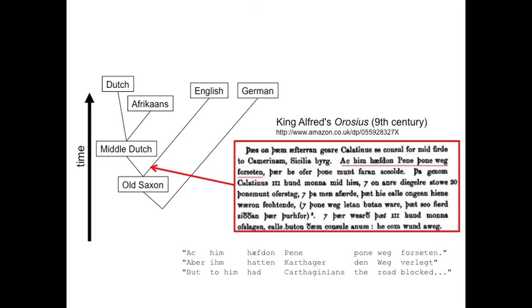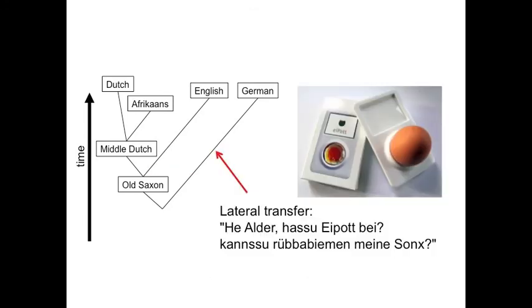Whereas the modern English, if you translate that word for word, but to him had Carthaginians the road blocked, you kind of know what it means, but it sounds off. No one would ever say something like that. So this is a fossil consistent with this branching pattern here that puts English, as it has evolved in situ in the British Isles, as a Germanic language. What I've not told you about is the lateral transfer that happens rampantly.